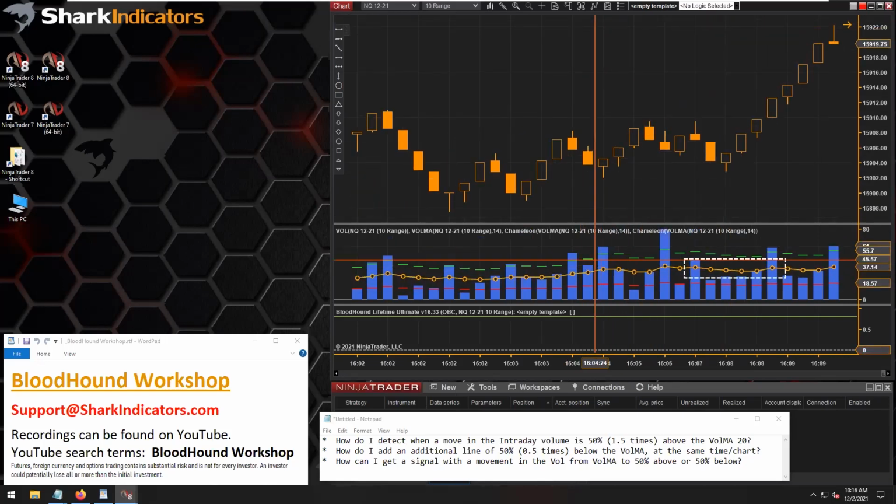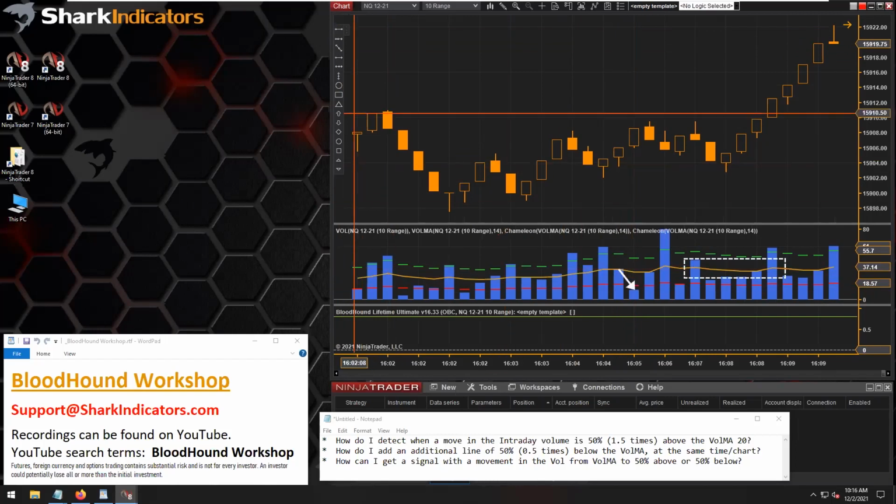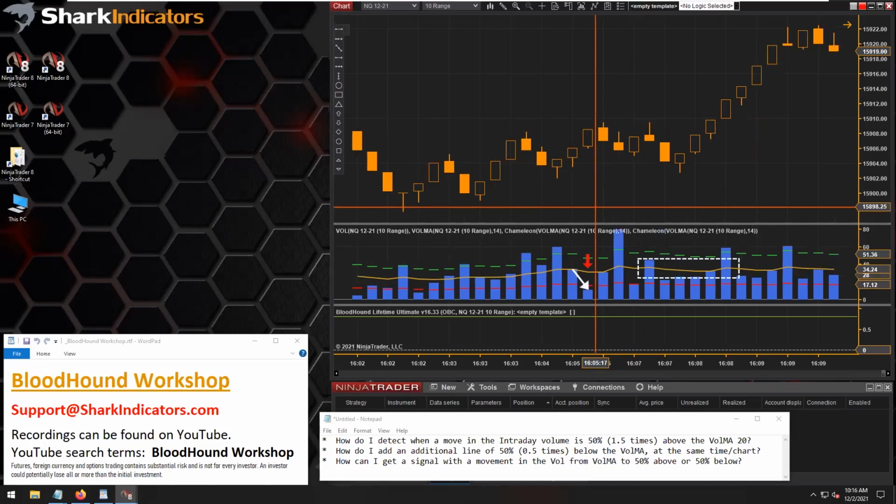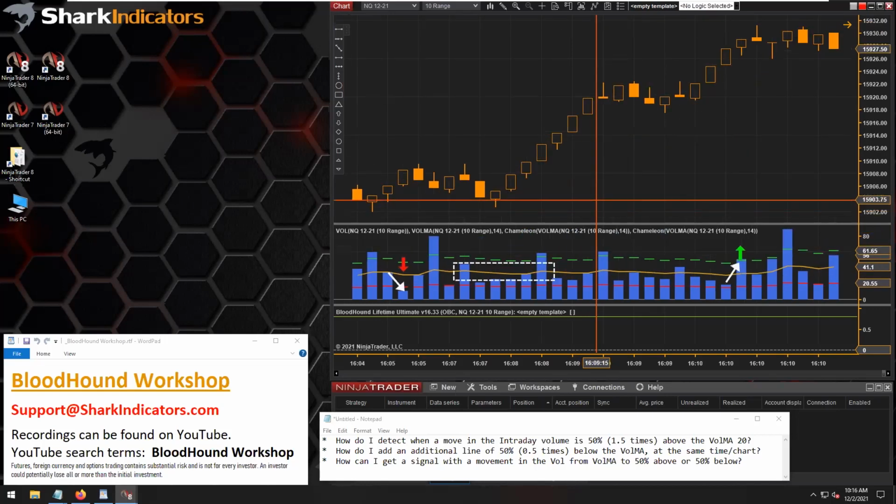And here's another example. Or the other situation is, how would we identify this occurrence? Let's put that little arrow there. So we can see the volume is below the 50% of the volume MA. So there's the two things we'll be looking for.